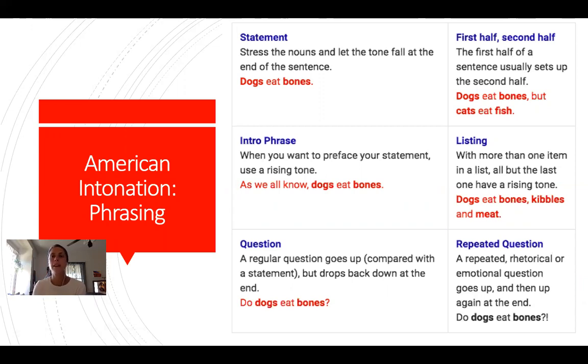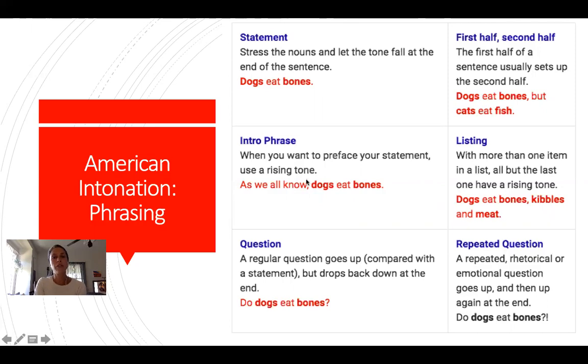When we're talking about the first half and then the second half, the first half of the sentence usually sets up the second half. And you can see that there's a pattern here. Again, the stress is on the nouns. Dogs eat bones, but cats eat fish. Okay, so we have that stress on the nouns.